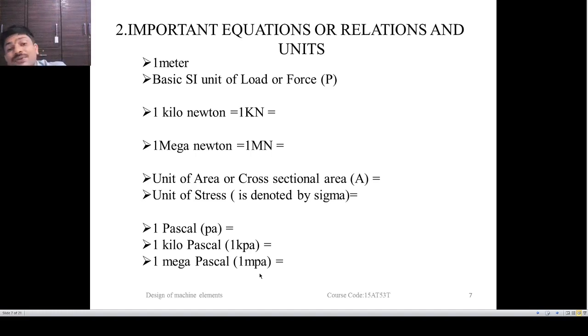The next one is the unit of area or cross sectional area. Usually you can indicate the cross sectional area by the letter A. In most of the cases we are going to write it as A.